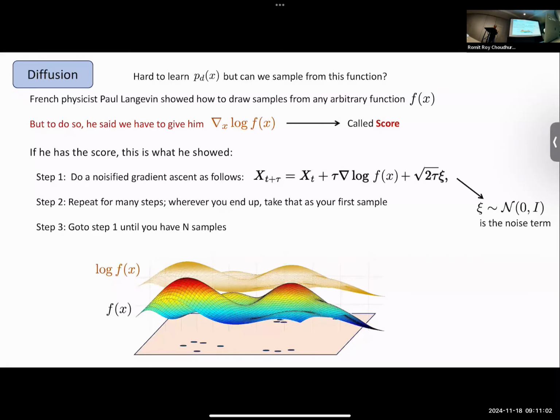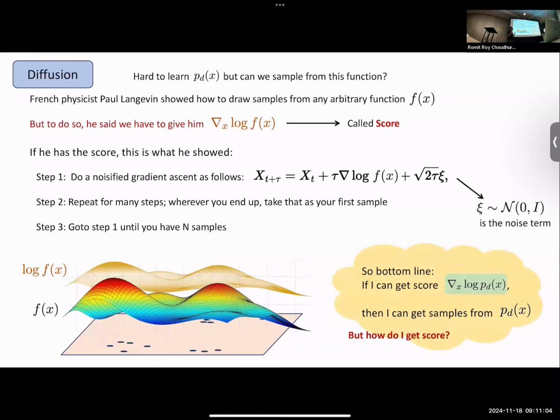Very good. So what is the bottom line Langevin is bringing us? If I can get grad x log pdx, right? This is called the score function. If I can get the score function, I'll give you samples from pdx. But you have to figure out how to get the score function.